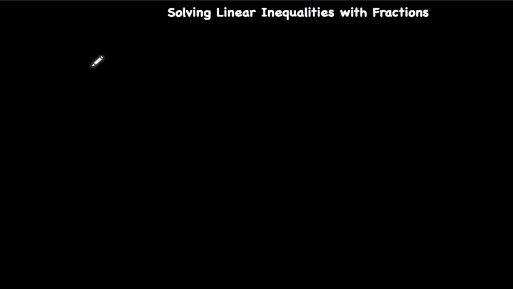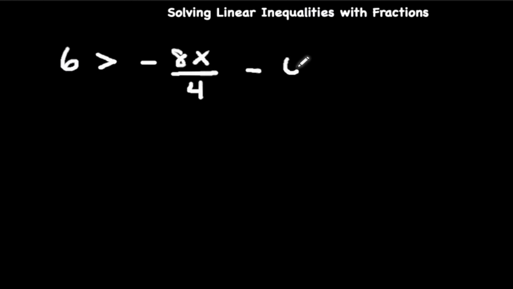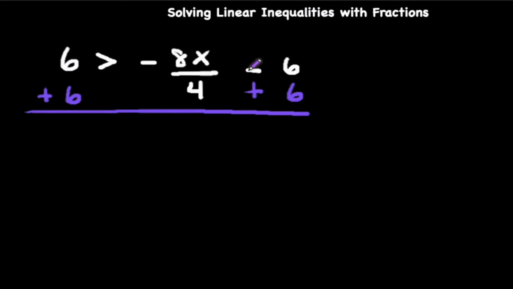So let's say that you're given something like 6 is, let's see, greater than negative 8x divided by 4 minus 6. So our goal is, of course, to isolate x. So let's go ahead and do that by adding 6 to both sides. Okay, so minus 6 plus 6 cancels.